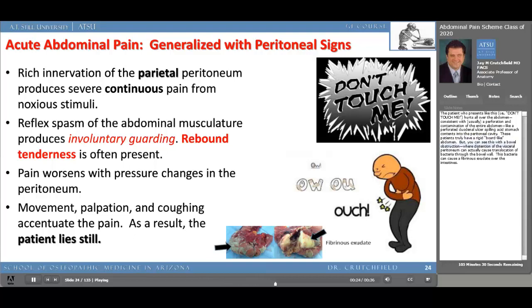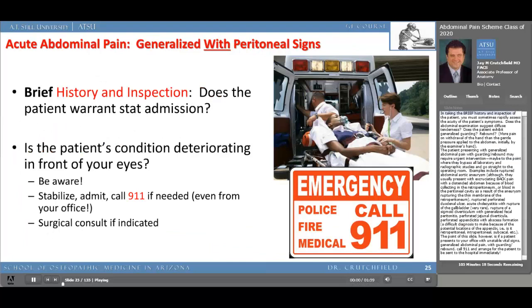So in taking the brief history and an inspection of the patient, you must sometimes rapidly assess the acuity of the patient's symptoms. Does the abdominal exam suggest diffuse tenderness? Does the patient exhibit generalized guarding, rebound, i.e. more pain on withdrawal of the hand than with just a gentle pressure applied to the abdomen initially by the examiner's hand? The patient presenting with generalized abdominal pain with guarding or rebound may require urgent intervention, maybe to the point where they bypass all laboratory and radiographic studies and go straight to the operating room.